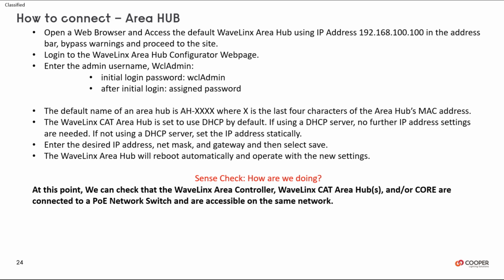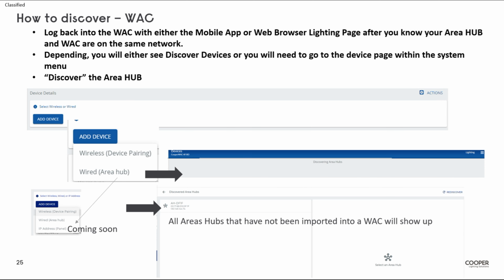Once you've entered the desired IP address, net mask, and gateway into the Area Hub, it will reboot automatically, saving your settings. So what does this mean? At this point, the WaveLinx area controller, your laptop, and the WaveLinx CAT Area Hub should all be on the same network. If we have a core, your core should also be on the same network. Make sure that you can ping your Area Hub and WAC before going on to the next step.